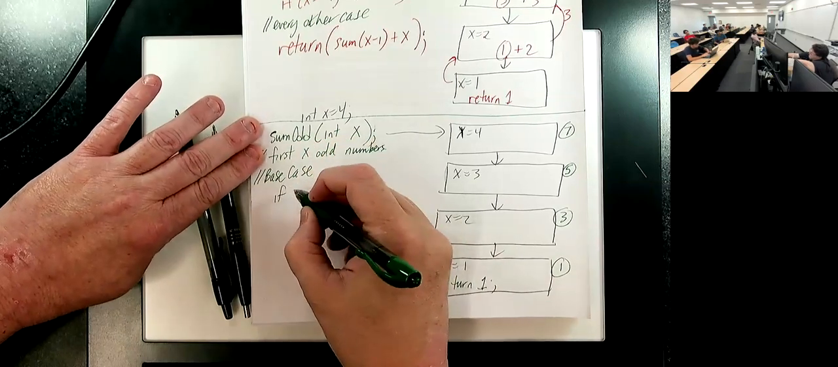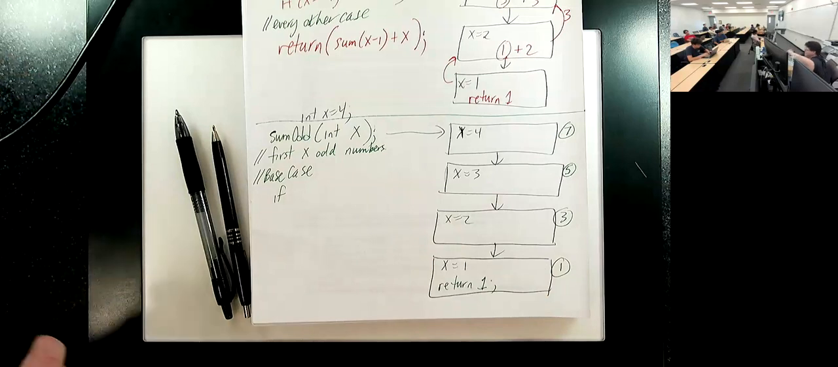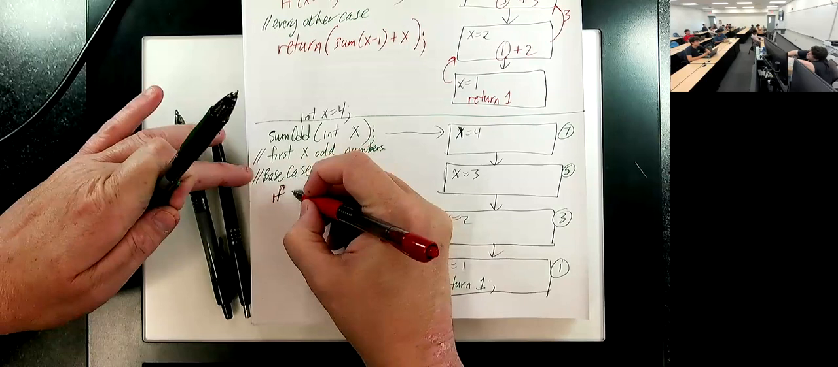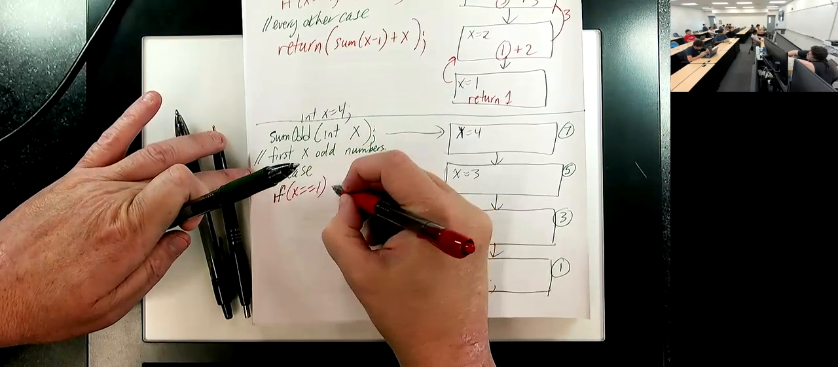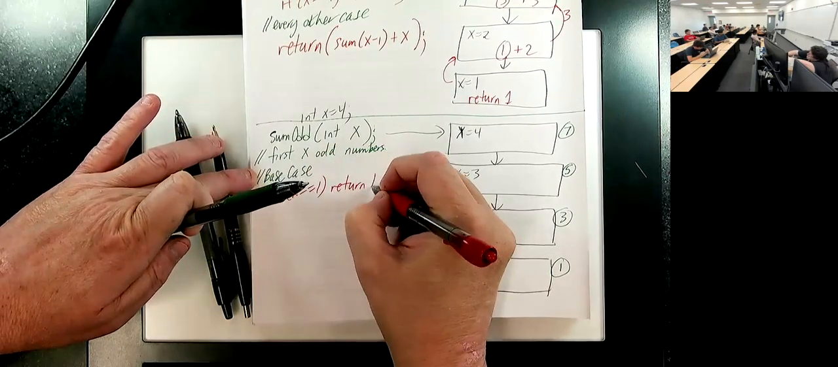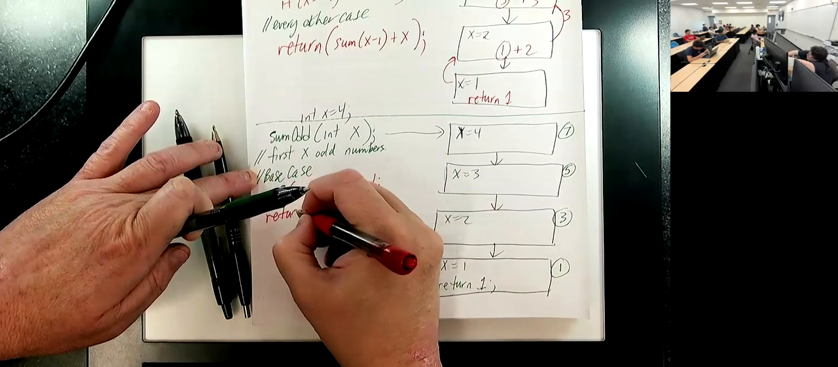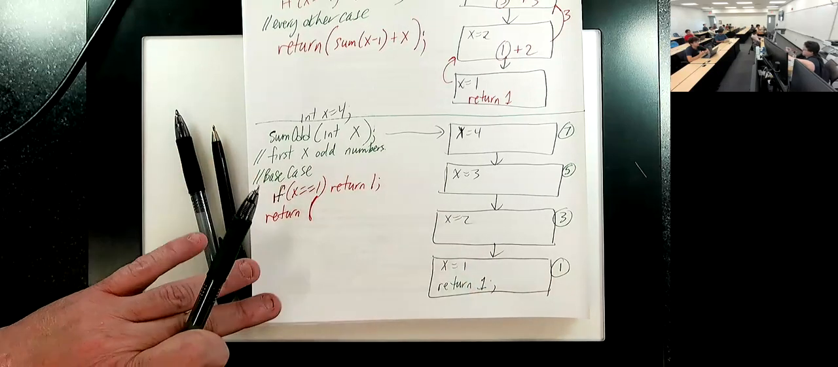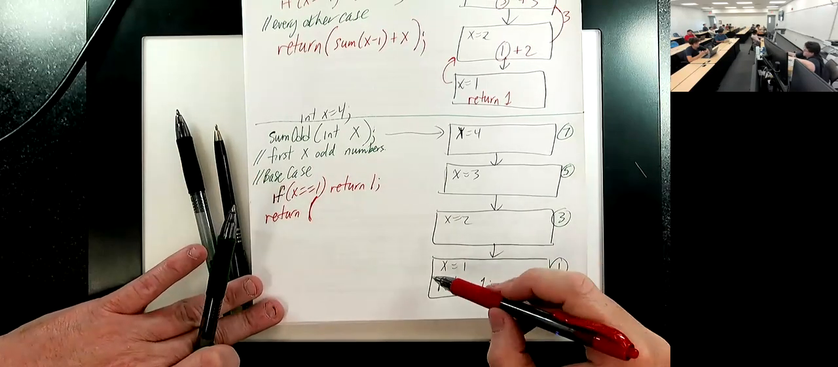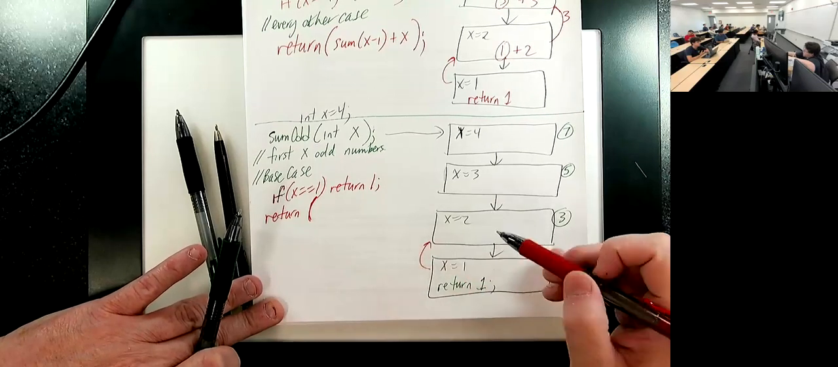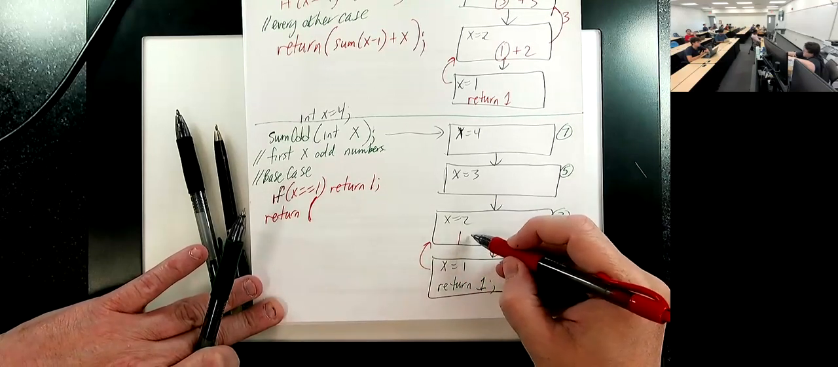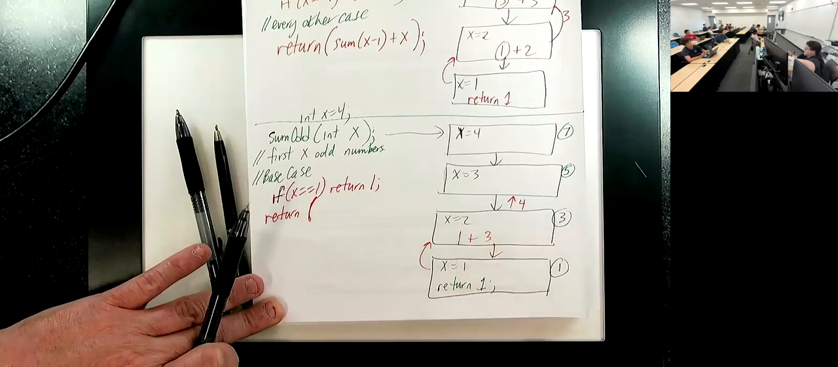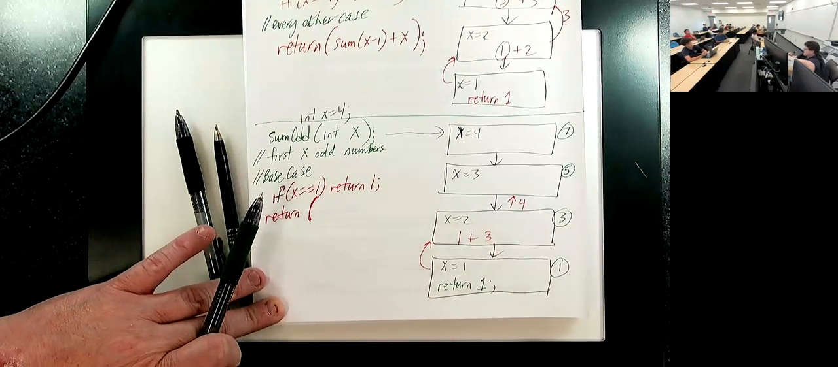If x equals 1, this works better if we use different colors for the actual text and green for the common outline. If x equals 1, return 1. And then we've got to figure out what we're going to return otherwise. This gets a 1, and I want to add to it a 3, so it should return a 4.